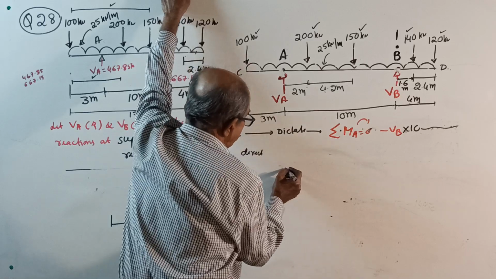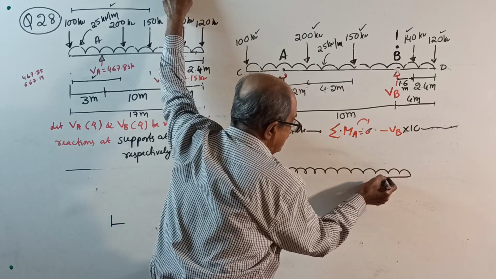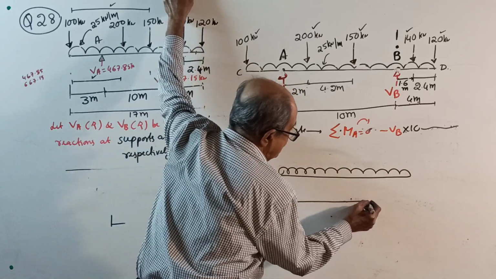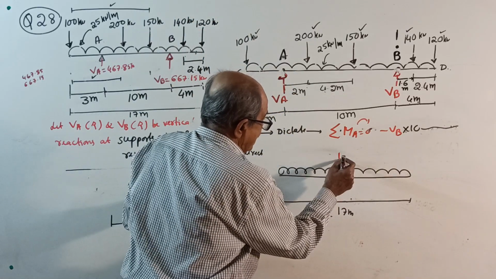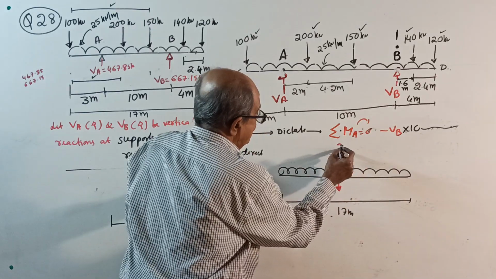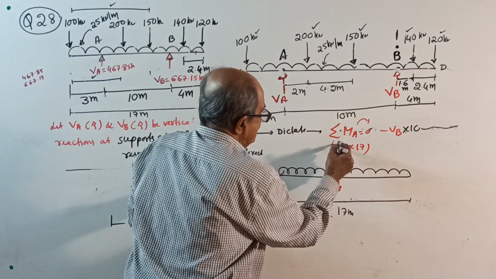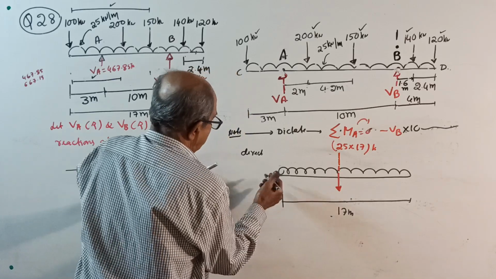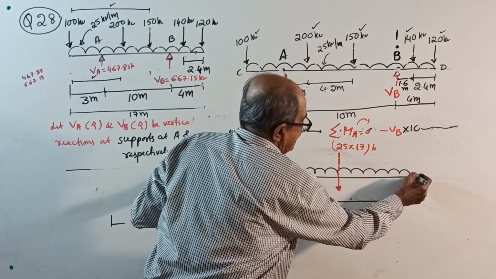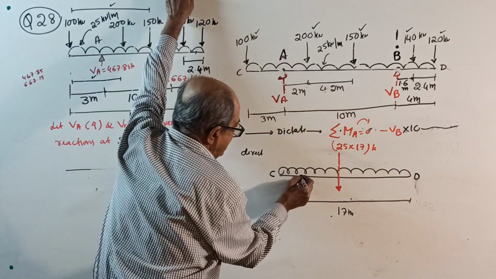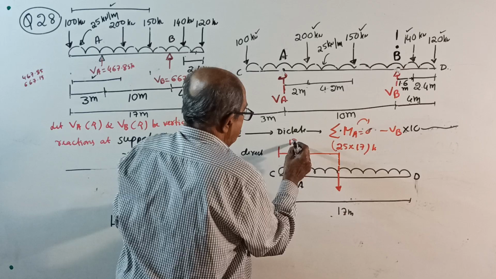See, what you have to do is see here. Full UDL, see now. What length? This total length is 17 meter. The total load will be somewhere here. This is only for those who can understand: 25 into 17 kilonewton. It is acting, see, this point is C, this point is D. Our moment point is A. From C, it will be acting at 17 by 2.